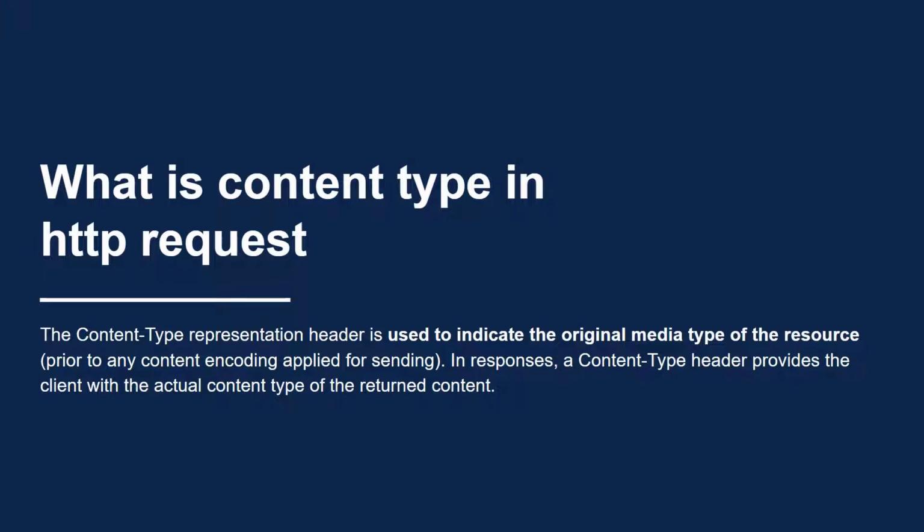In this video we will discuss what is content type in an HTTP request. So let's start. The Content-Type representation header is used to indicate the original media type of the resource prior to any content encoding applied for sending. In a response, a Content-Type header provides the client with the actual content type of the returned content. So this is the basic definition of content type in an HTTP request.